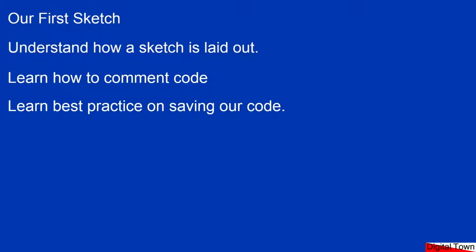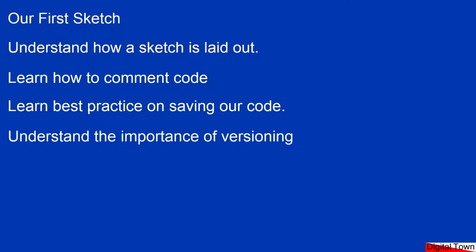And when you want that special bit of code that you wrote 3 years ago, you're going to be thinking, well, what did I call it? How did I save it? What was I doing at the time? So we're going to learn the best practices on saving our code, and going alongside that we're going to understand the importance of versioning code. Now, versioning code is where you write a version and then you write the next version, and it's the way that we save these things.